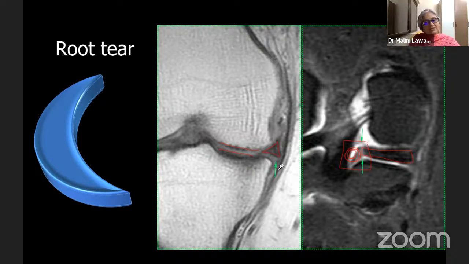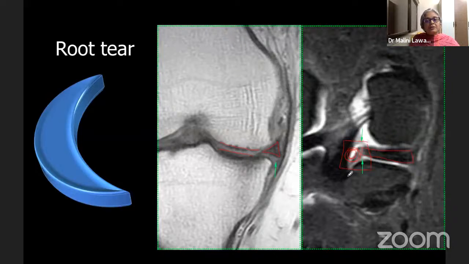So if the meniscus is extruded, if there is cartilage loss, a root repair will not be done. But if the cartilage is relatively maintained and there is not much of extrusion, one can go in for a root repair. So that's how all these findings together give information which can help plan the management.